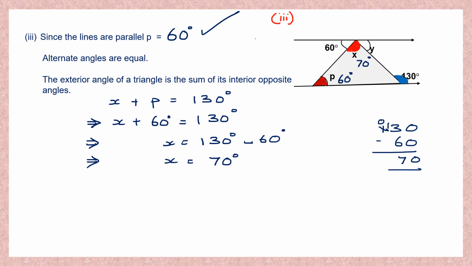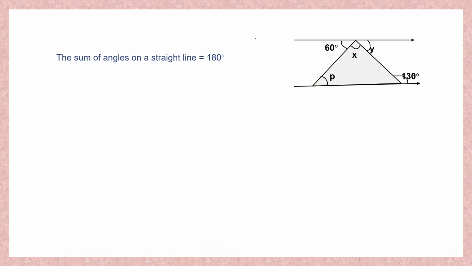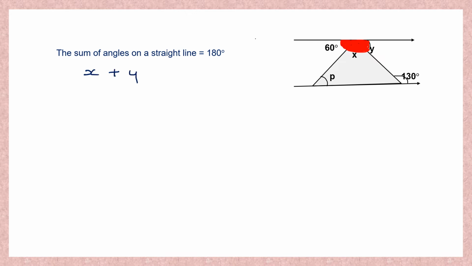Now we need to find the value of angle Y. Now let's make use of this property. The sum of angles on a straight line equals 180. So what are the three angles on the straight line there? X, Y and 60 degrees, the one shaded in red. So X plus Y plus 60 degrees will give us 180 degrees. Now we know the value of X.